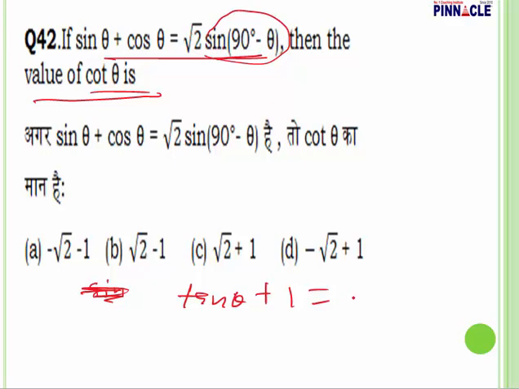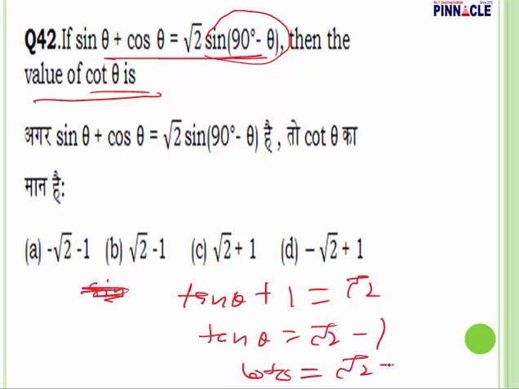Cos theta divided by cos theta, that is 1. It means tangent theta plus 1 is equal to root 2. Tangent theta would be equal to root 2 minus 1. And cot is opposite of this. When you rationalize it, you will get root 2 plus 1. When you rationalize, sign will change. You multiply and divide by root 2 plus 1. Then ultimately in denominator you will get 1.